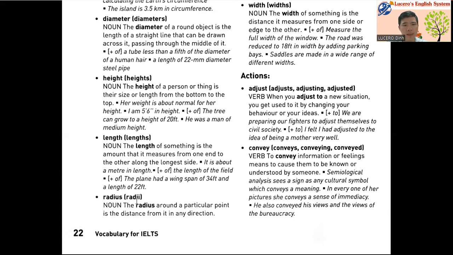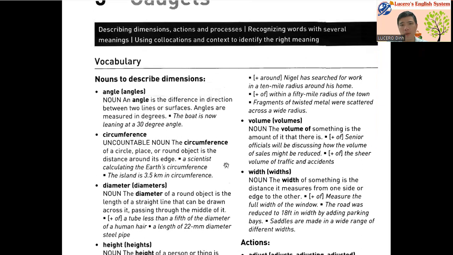And the next word is radius. The radius is around a particular point. It's a distance from it in any direction. For example, he has searched for work in a 10-mile radius around his home. Second example, within a 50-mile radius of the town. And the next example, fragments of twisted metal were scattered across a wide radius.